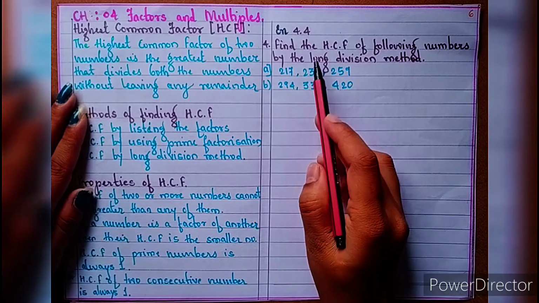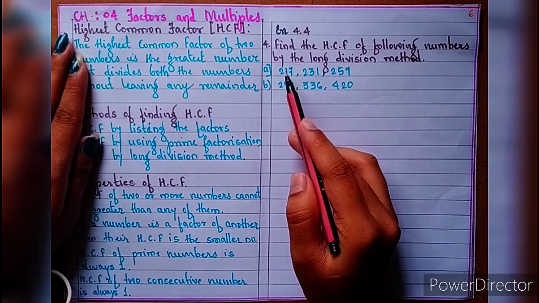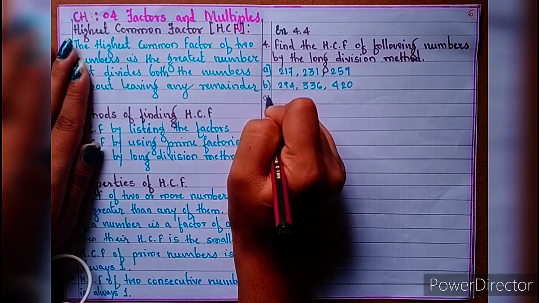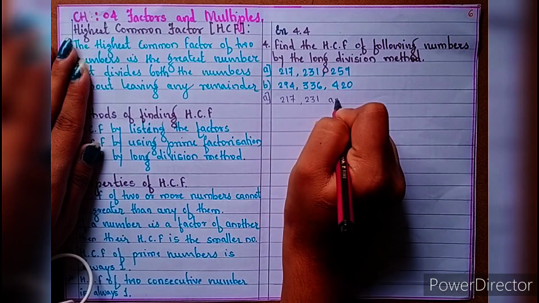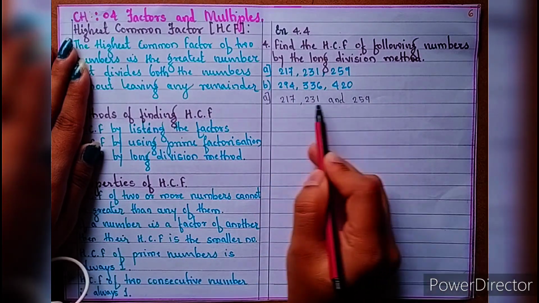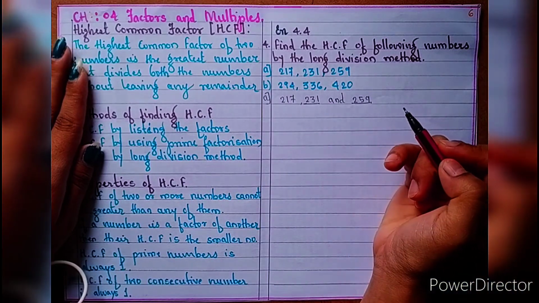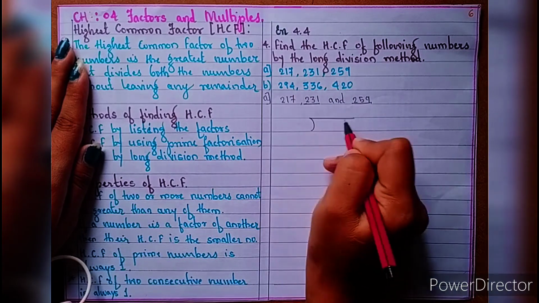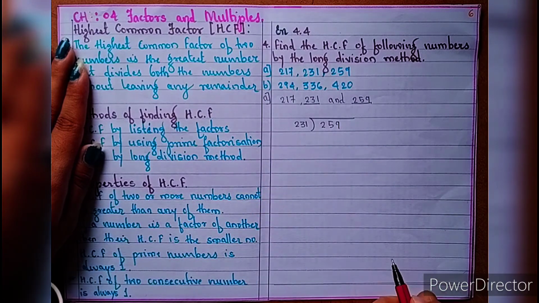So now let's solve this problem: find HCF of the following numbers by long division method. I'll choose the first example, that is 217, 231 and 259. Among these numbers we have to choose the largest numbers first. So this and this are the largest numbers. Among these, which is the greatest? 259. So let's divide 259 by 231 as our first step.